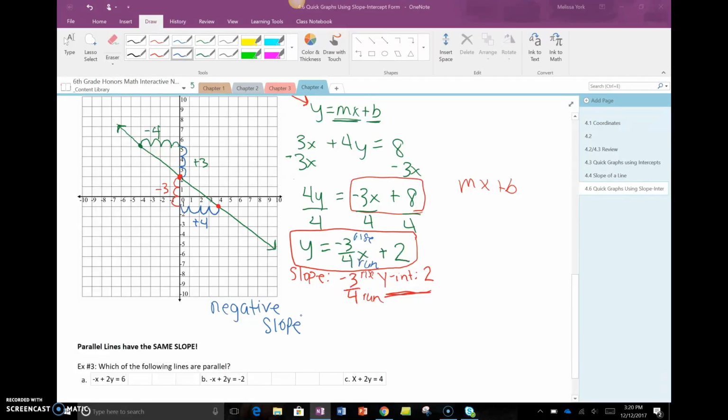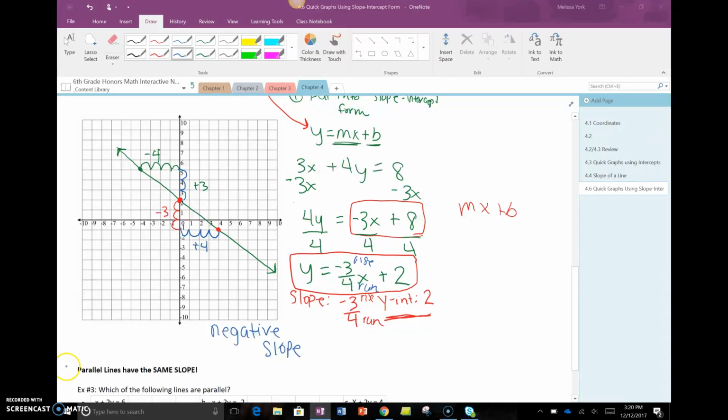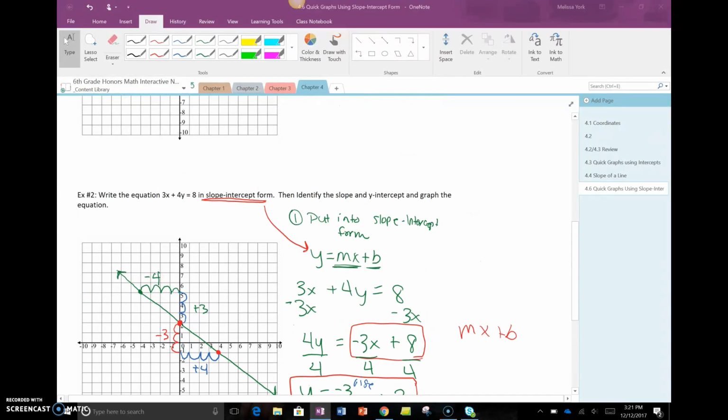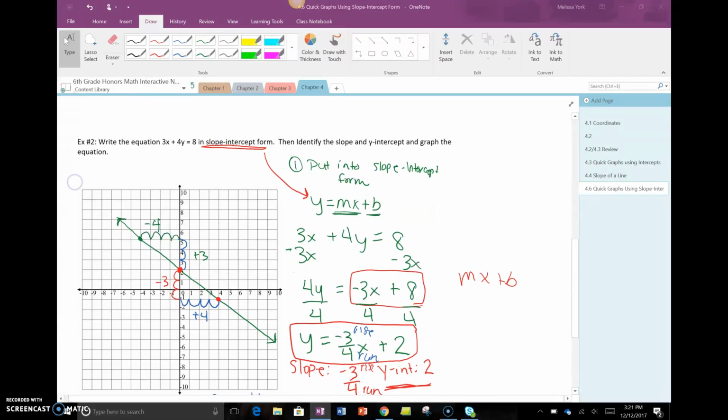So that's pretty much it for this section. We didn't really get into the parallel lines. We'll get into that later. So we're just recognizing the slope-intercept form in the form of y equals mx plus b. And then once we determine our slope m and my y-intercept b, we're then graphing with that on the coordinate plane.